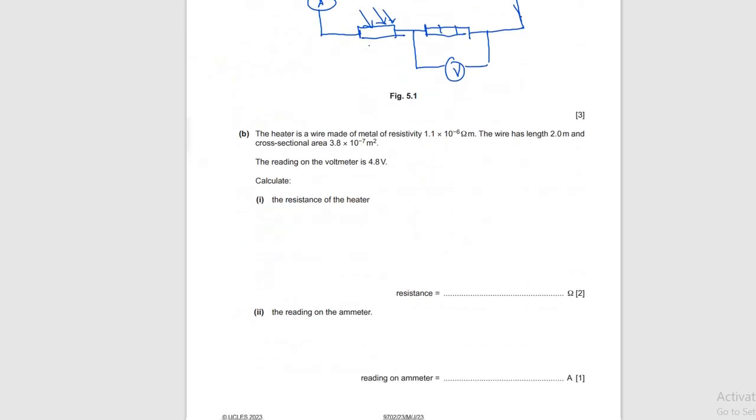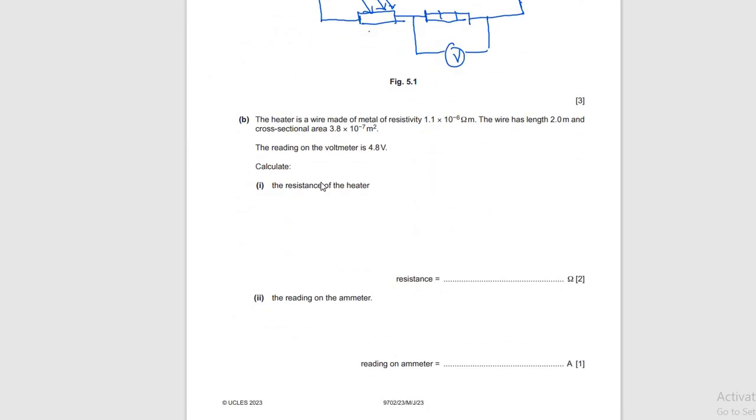The next one: the wire is made of a material with resistivity 1.1 times 10 raised to the power minus 6 ohm meter. The length of the wire is 2 meters and the cross-sectional area is 3 times 10 raised to the power minus 7 meters squared. The reading on the voltmeter is 4.8 volts. So find the resistance of the wire.